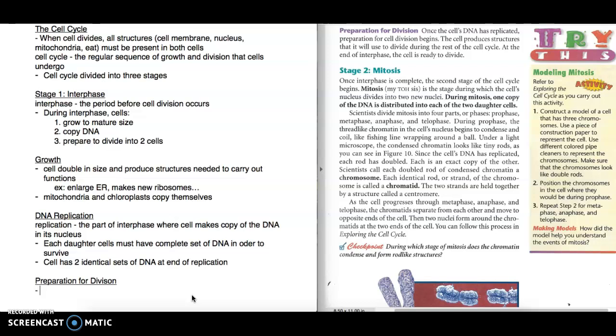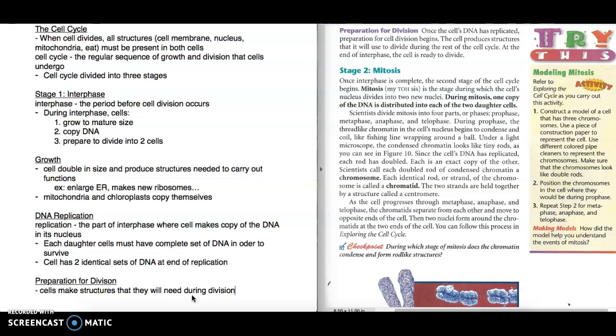The section is short and there's not a ton that's noteworthy in there, but we can summarize what it says, perhaps by reminding ourselves that cells are going to produce structures that they will use to divide during the rest of the cell cycle. So the preparation for division means that they're making the structures they're going to need to use during division. How can we summarize that? How about: cells make structures that they will need during division.